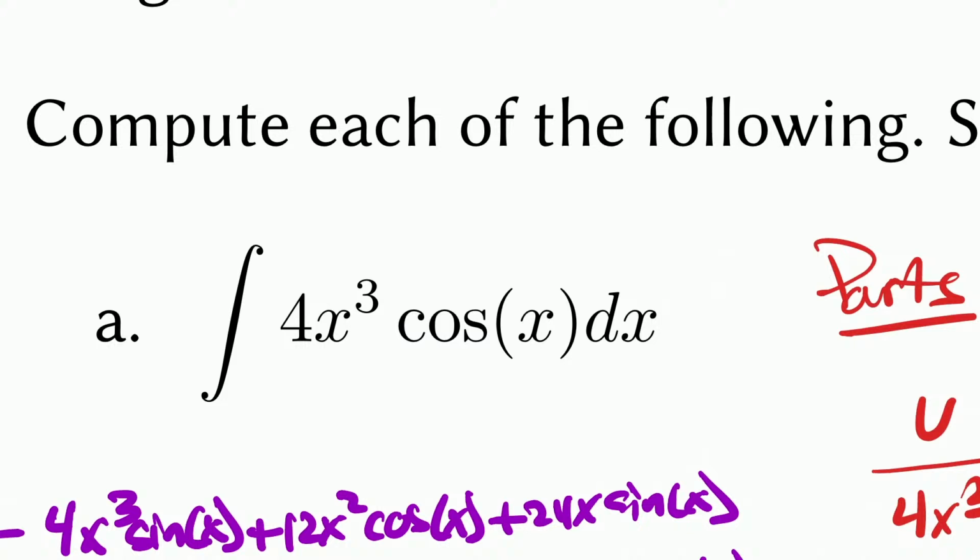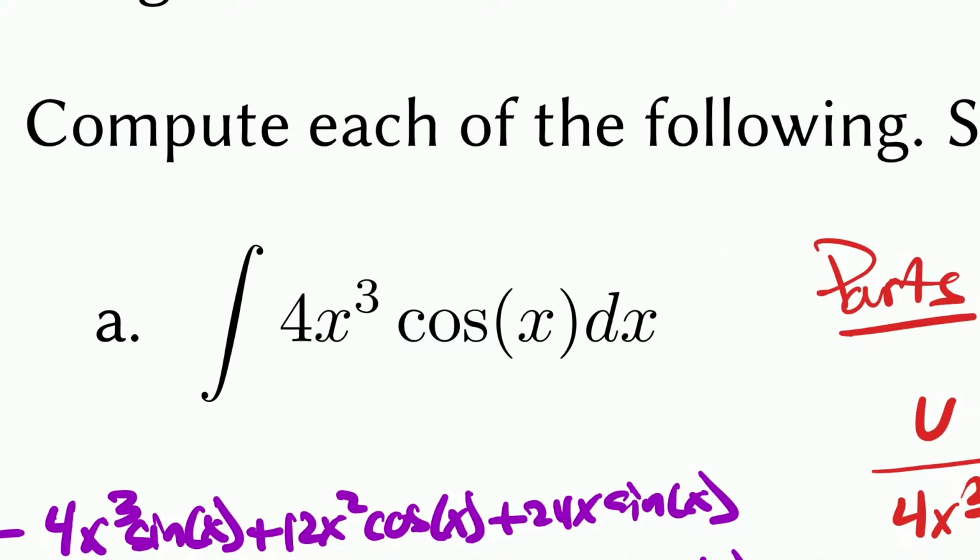Integration by parts, by the way, is anytime you have two different types of functions multiplied together. Think of parts as being the reverse of the product rule. So with integration by parts, you have a product, and you're like, I've got to disentangle this product. And here, I thought about it before.